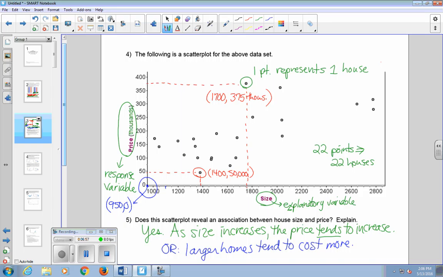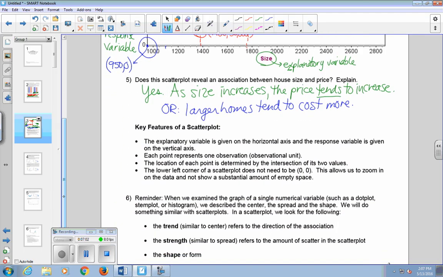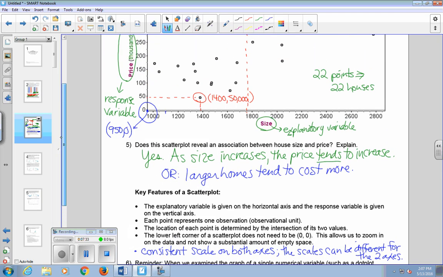I'm going to add something to your list here. I want you to take a look at the scale on both axes. And note that they need to be consistent. So you need to use a consistent scale on both axes. But note, the two axes can have different scales, or the scales can be different for the two axes. Okay, so let's go up and take a look at that scatter plot and see.